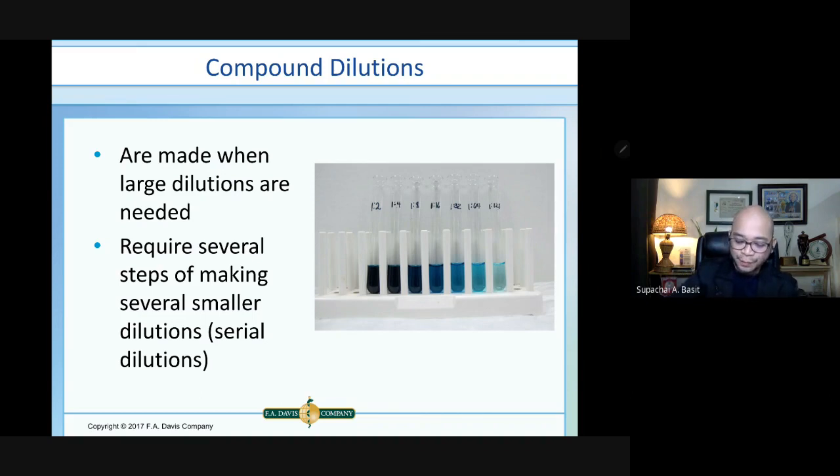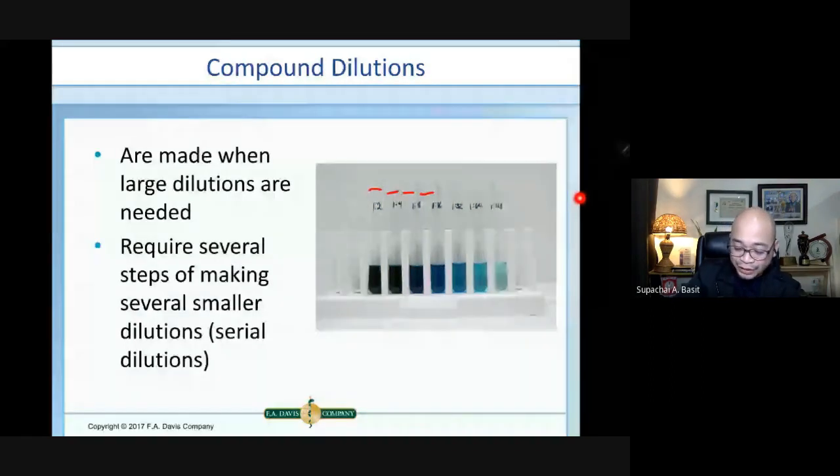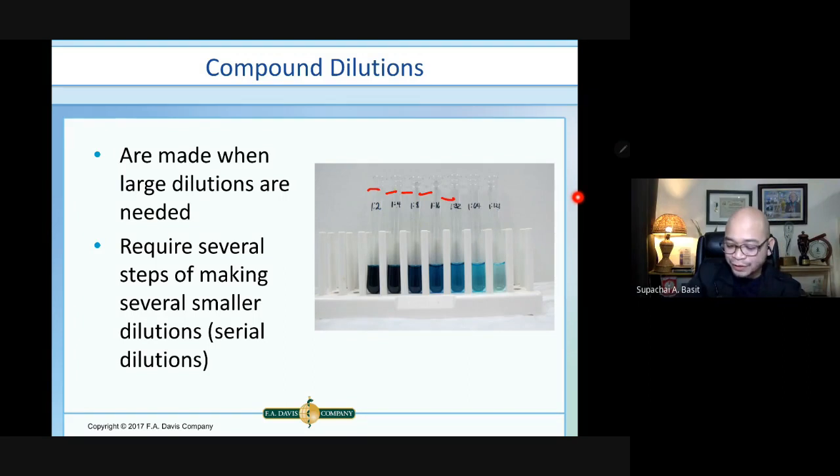So tube number 1 is 1 is to 2. Tube number 2 is 1 is to 4. Tube number 3 is 1 is to 8. Tube number 4 is 1:16. Tube number 5 is 1:32. Tube number 6 is 1:64. And then tube number 7 is 1:128. So this is serial dilution.